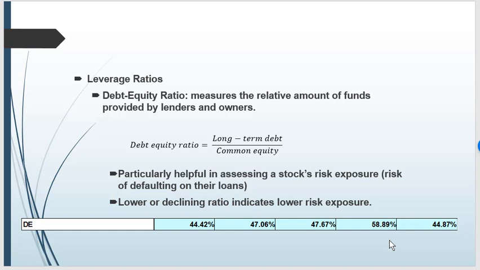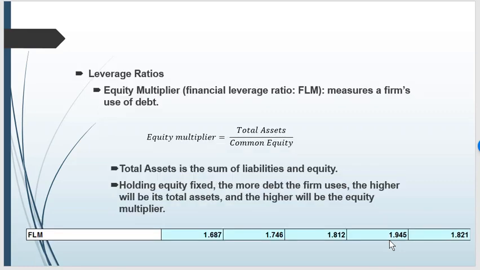So in this case, if this number gets very large, this number could be greater than 100%, which would mean that they borrow more money than what they use in shareholder money. So in this case, they're using more shareholder money to buy assets than they are borrowing to buy assets. The equity multiplier gives us a relative picture of their use of debt.